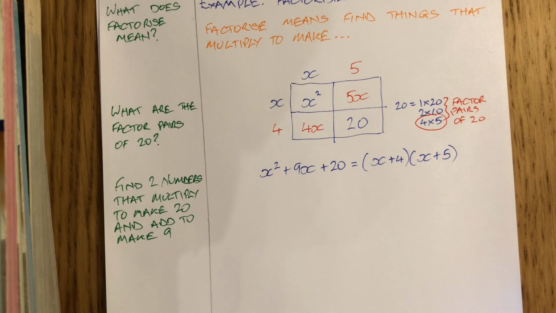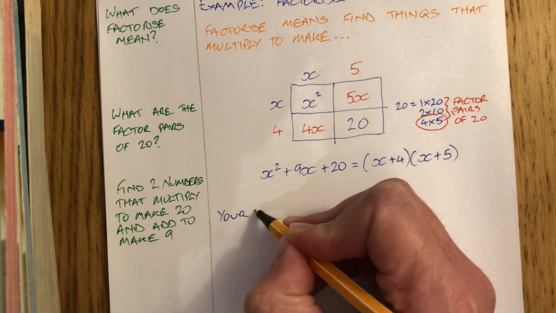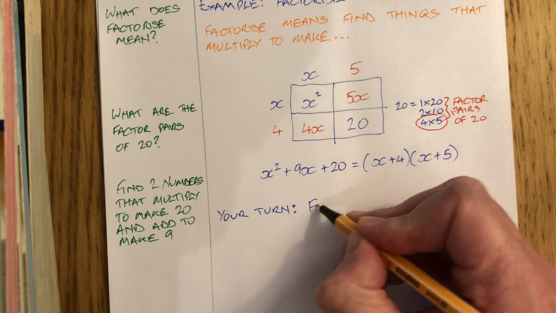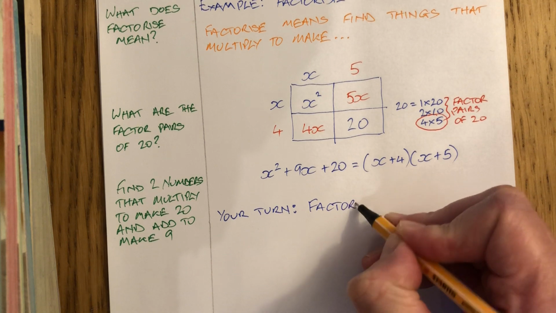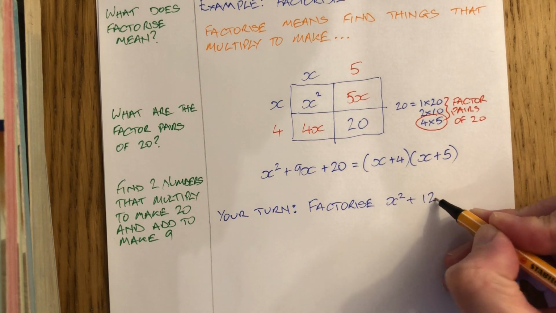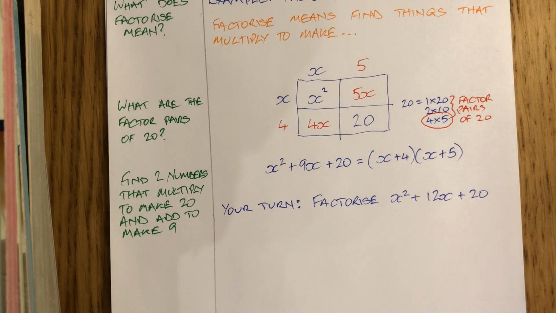Now, this is on slide 4 of the PowerPoint, and you'll see when you look at that that there is your turn as well, which asks you to factorise x squared add 12x add 20. So what you should do now is pause the video, have a go at that yourself, and then start the video up and you'll see how I did it.